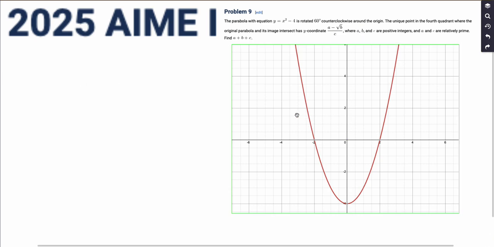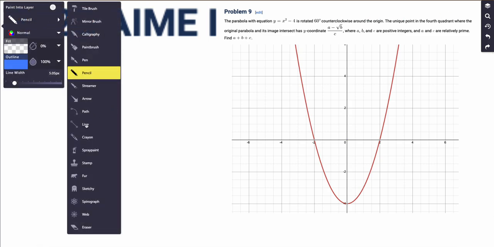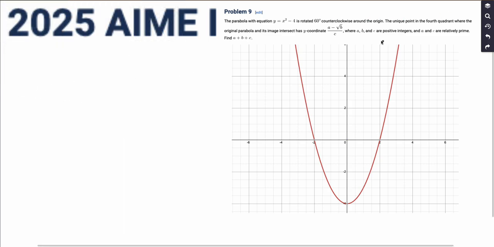So this is the diagram of the parabola y equals x squared minus 4, and it wasn't provided officially in the problem. So the unique point in the fourth quadrant where the original parabola and its image intersect has y coordinate a minus the square root of b over c, and we want to find a plus b plus c.